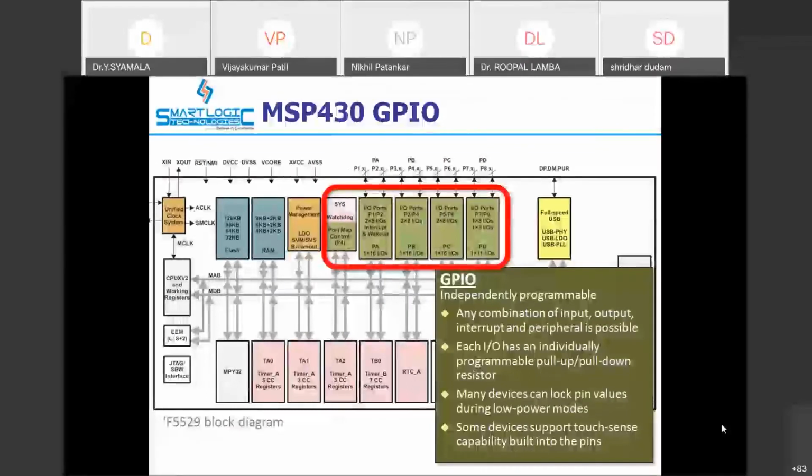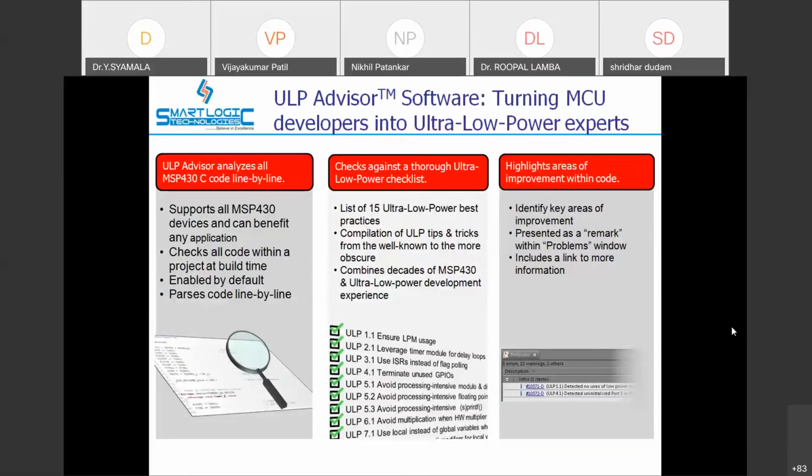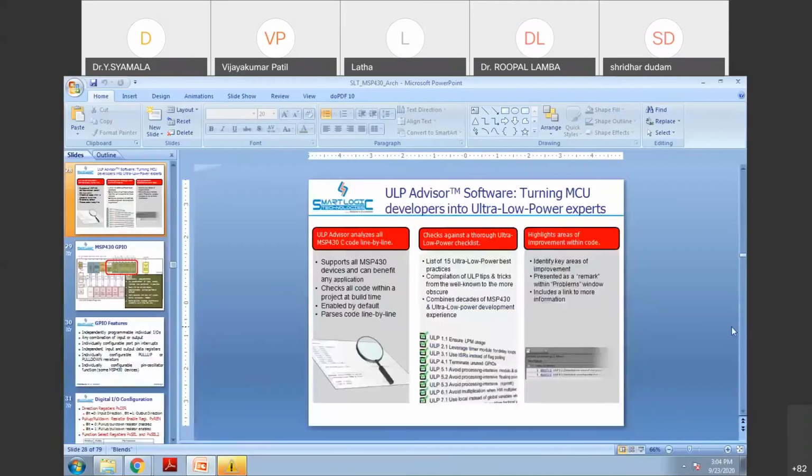So this is about the simple architecture of MSP430. If you have any doubts related to the architecture or anything else, we'll have a discussion. Otherwise, I'll go on to the peripherals of the MSP430. Does anybody have any doubts related to the MSP430?